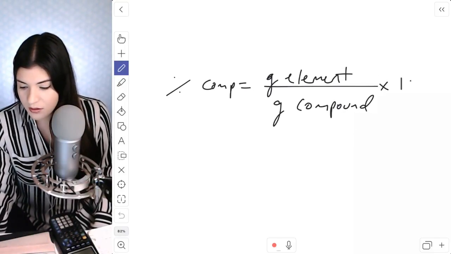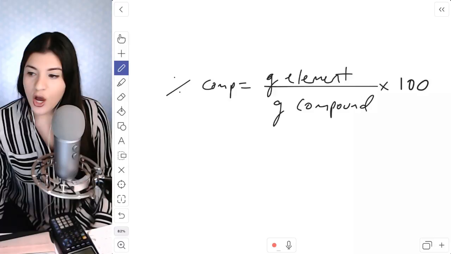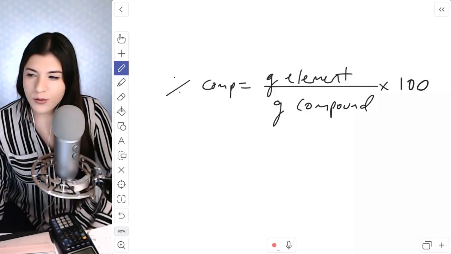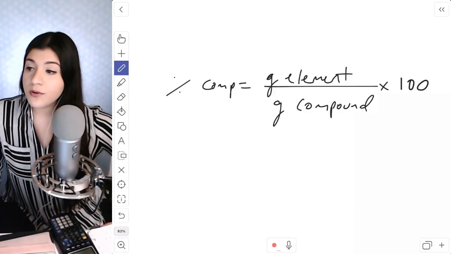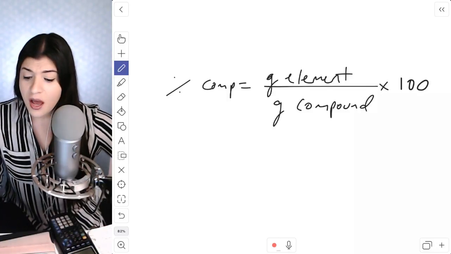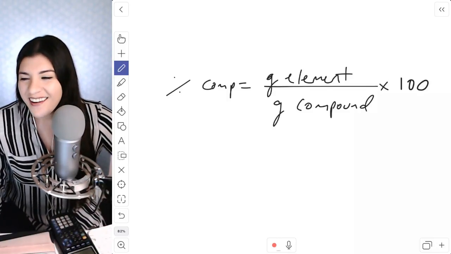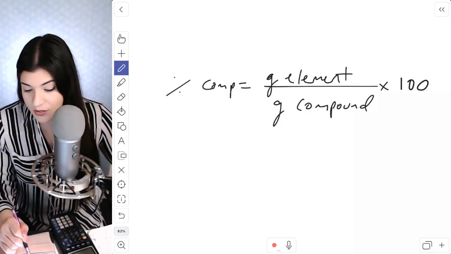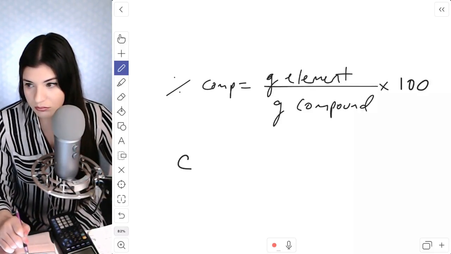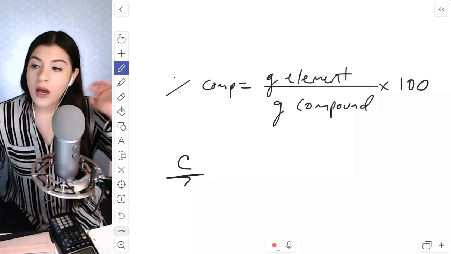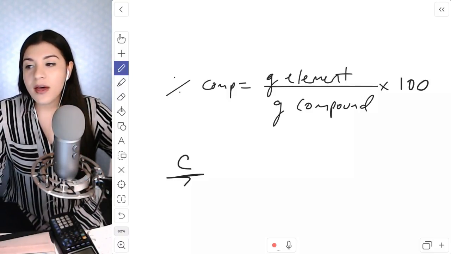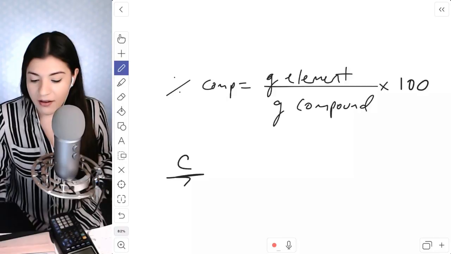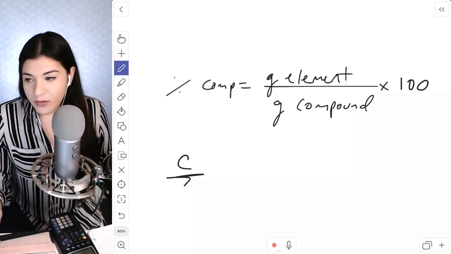So times 100, since it is a percentage. So I would have had to know if it were carbon, oxygen, or hydrogen, or all of them. So let's see. I'm going to start off with carbon. Okay. So if this is asking for the percent composition of carbon of this compound, then I have to figure out how many carbons we have and the entire mass of that.